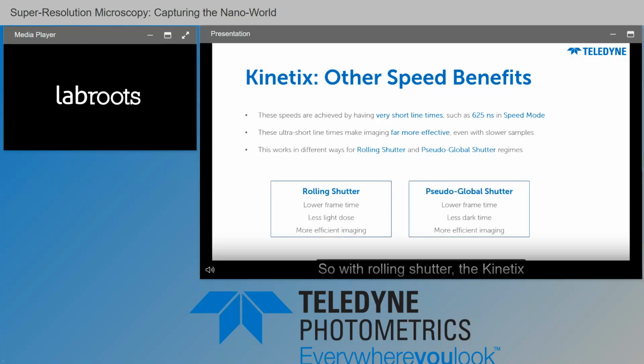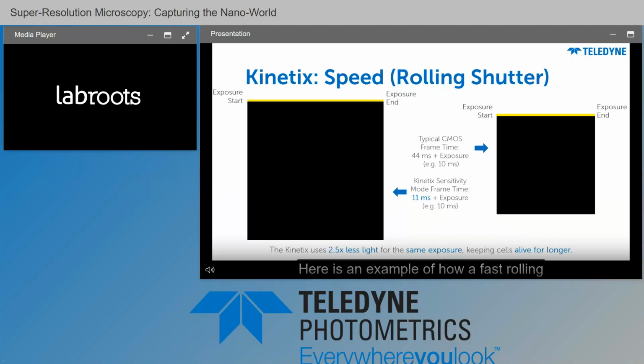So with rolling shutter, the Kinetics has a lower frame time, less light dose, and you get more efficient imaging. With pseudo-global shutter, you get less dark time. We can look at the difference between these two. Here is an example of how a fast rolling shutter can benefit your imaging. On the left we have the Kinetics, on the right we have a typical CMOS.